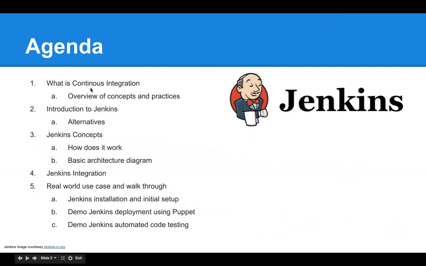We're going to quickly go over what the CI in Jenkins stands for, continuous integration, a basic intro to Jenkins, some alternatives, some Jenkins concepts, how you might have it working, a really basic architecture diagram. Then Jenkins integration, where does it play well with others? And then I've got some demos that I've been working on too: some basic install and setup, some deployment using Puppet, and hopefully some automated code testing. We can get to that too.